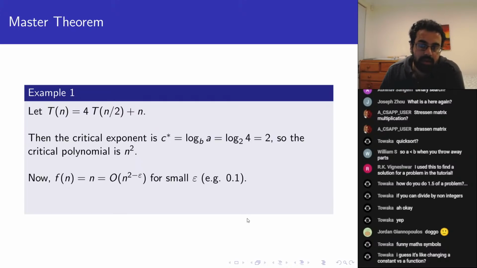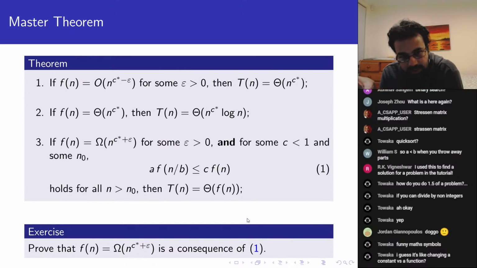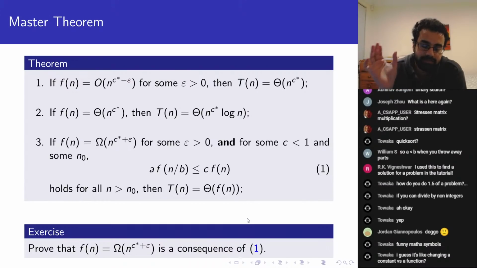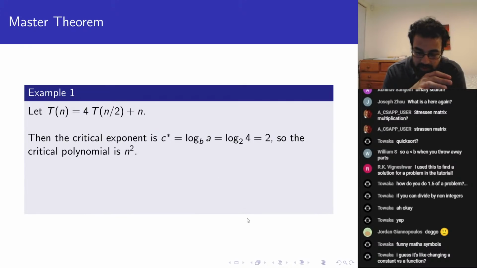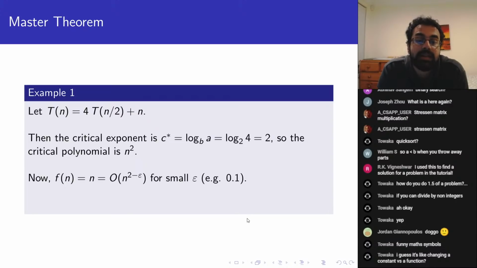Now, recall that what we had to do was compare the function f(n), the last term, to n to the c*. Really what we're asking is, this last term f(n) is n, is that much less than n squared? Is it asymptotically the same as n squared? Or is it much greater than n squared? In this case, it's obviously much less. To make this formal, we can say that f(n) is big O of n to the 2 minus epsilon for some small epsilon that we choose. 0.1 works fine. If I pick epsilon equals 0.1, then I have a power of n, namely n to the 1.9, which is less than the critical exponent but still dominates my last term f(n). This is what we need to be in case 1 of the master theorem.